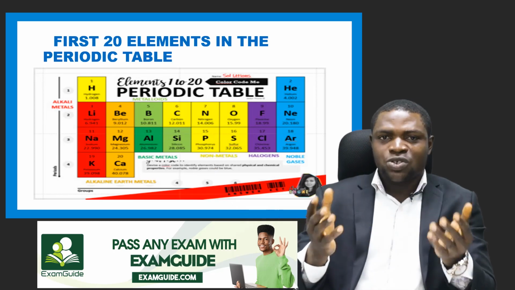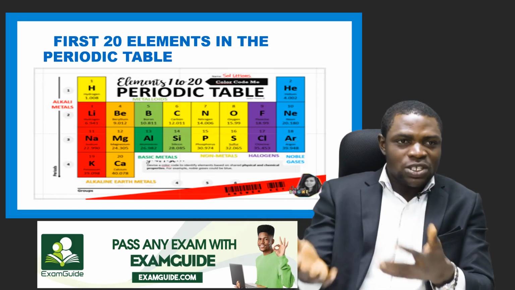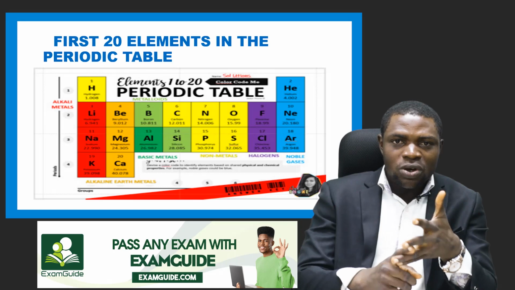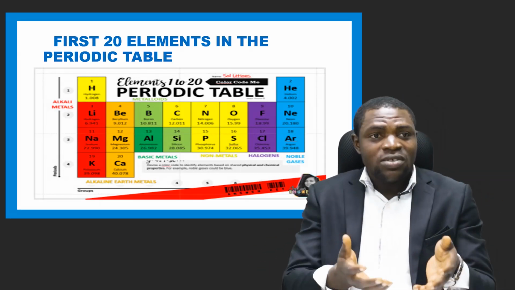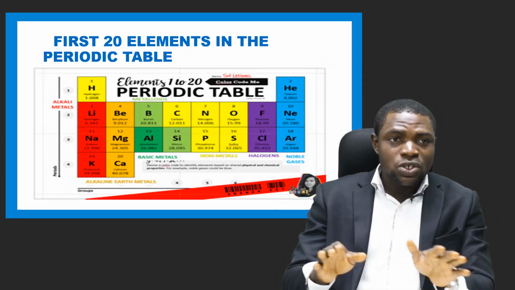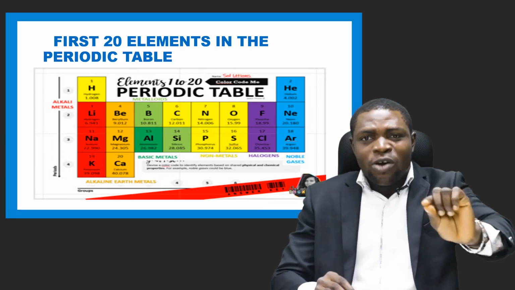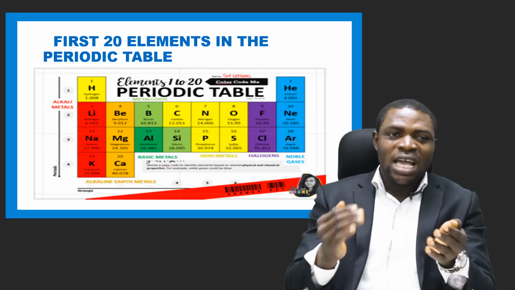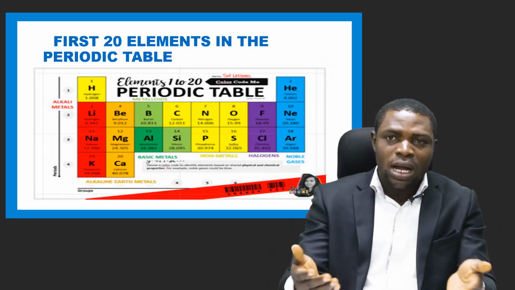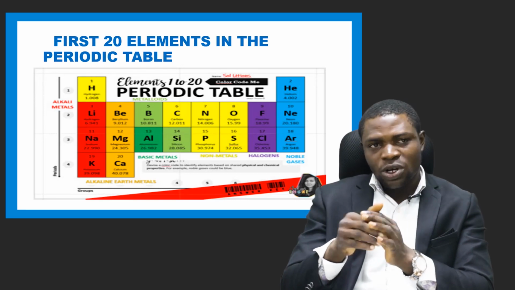You know, an atom has subparticles: the proton, the neutron, and the electron. Proton is positively charged, of course. Electron is negatively charged, while neutron is neutral. So we take the number of protons and use it as the basis of the arrangement, which becomes the atomic number of each element in the periodic table.